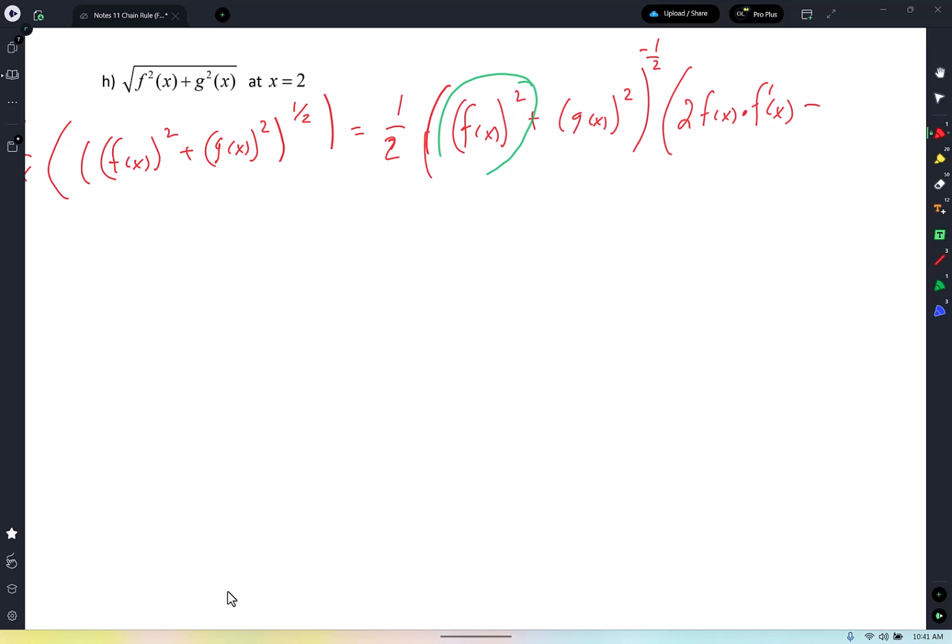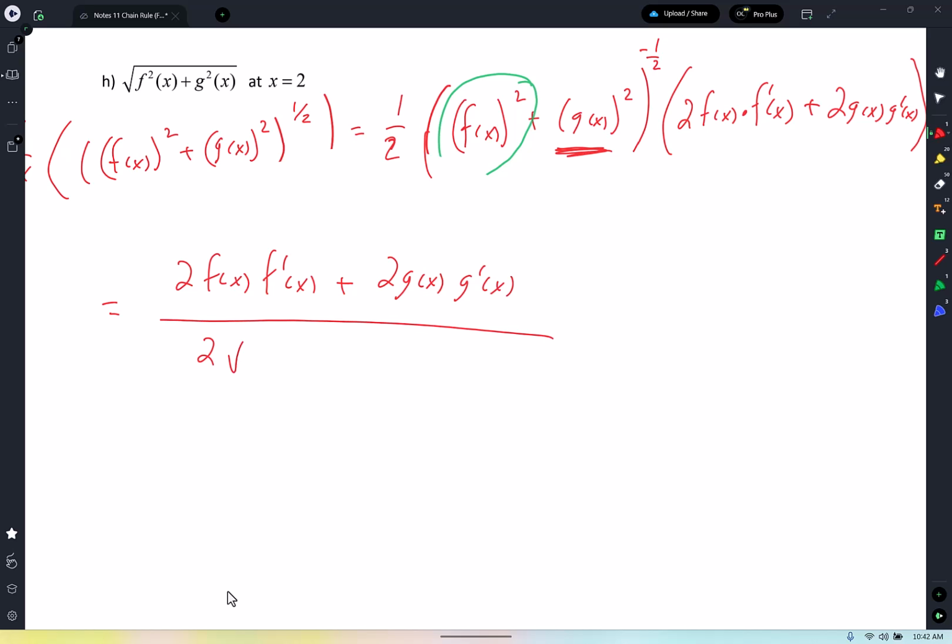I'm not done yet. Plus, what's the derivative of g of x to the power 2? Hopefully we'll get that one right now. 2 g of x times g prime of x. That's the chain rule, guys. 2 g of x, leave the inside alone, times the derivative of the inside, g prime of x. Yay or nay? All right, here we go. Make it pretty. 2 f of x, f prime of x, plus 2 g of x, g prime of x, over 2 square root of f of x squared plus g of x squared.